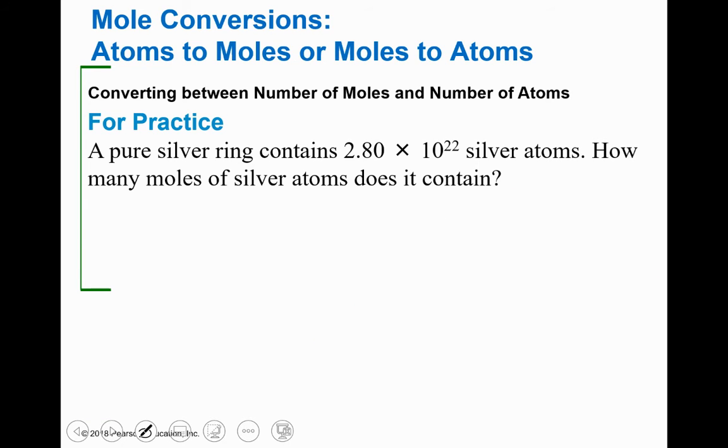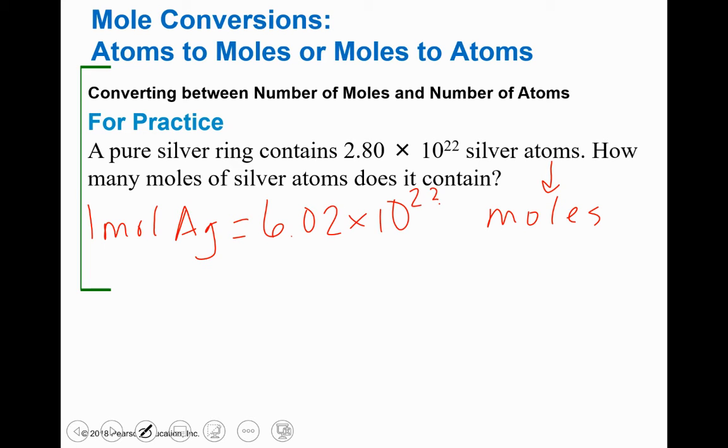Let's look at another one. Let's look at it using the reverse. Here I'm given that I have a pure silver ring and it contains 2.80 times 10 to the 22nd silver atoms. How many moles of silver does it contain? So here I want to go from atoms to moles. Again, we're going to use Avogadro's number. So I know that 1 mole of silver, Ag, is equal to 6.02 times 10 to the 23rd silver atoms.